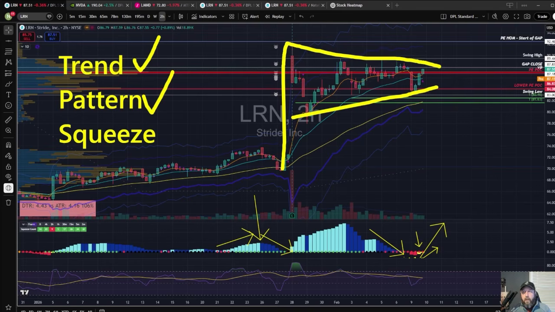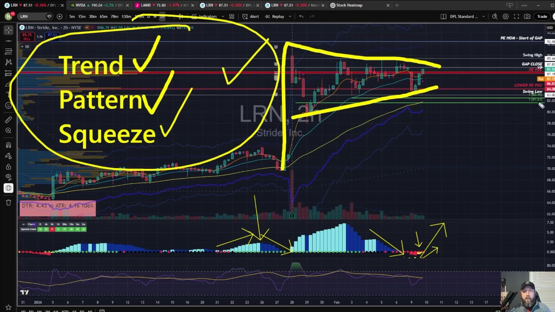So what we're looking for then is we have a trend. Yes, we've confirmed that. We have a pattern. Yes, we've confirmed that. And do we have a squeeze? Yes, we've confirmed that. So we've got all three components, and now we just go set up a trade.